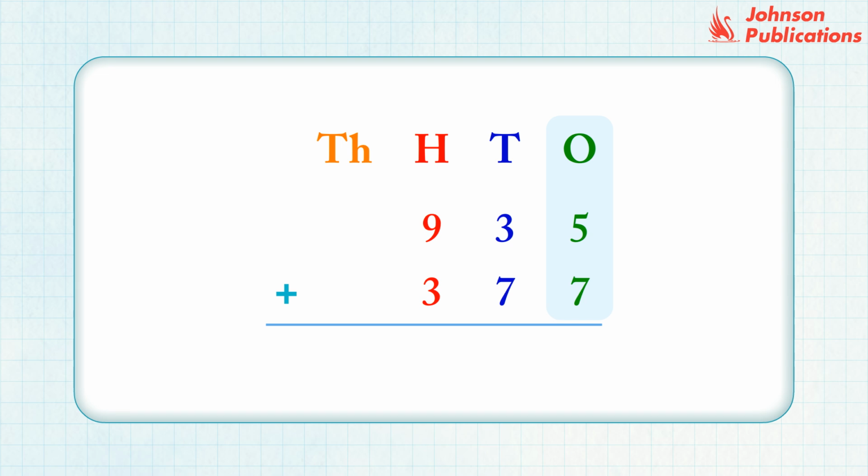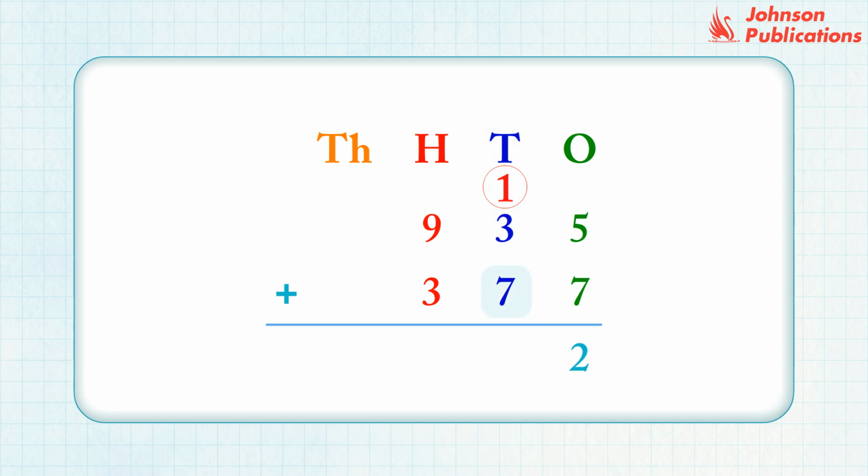Step 1. Add ones. 5 ones plus 7 ones is equal to 12 ones. We can write 12 ones as 10 plus 2 ones. Write 2 in the ones place and carry over 10 to the tens column. Step 2. Add the tens.